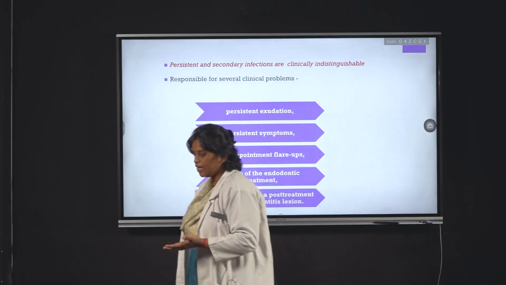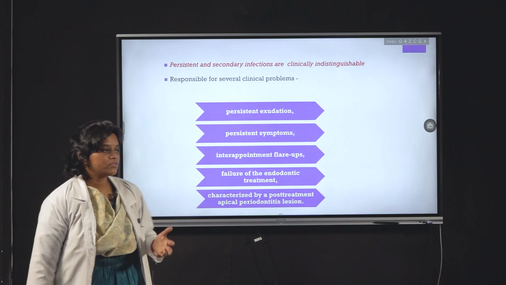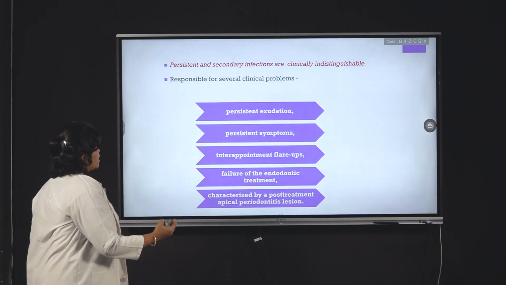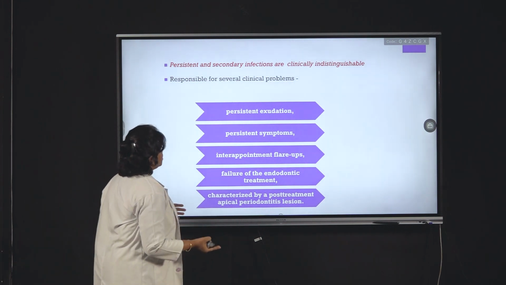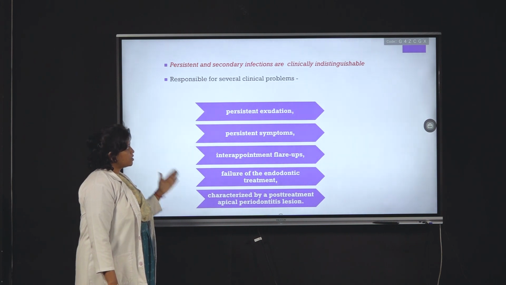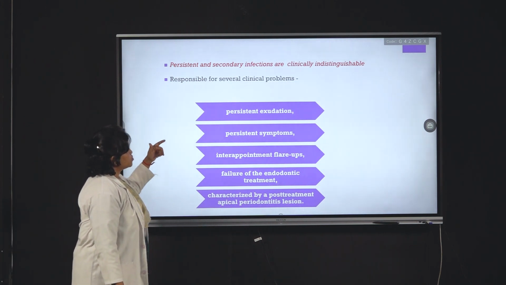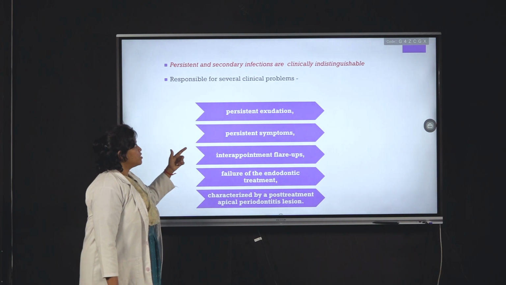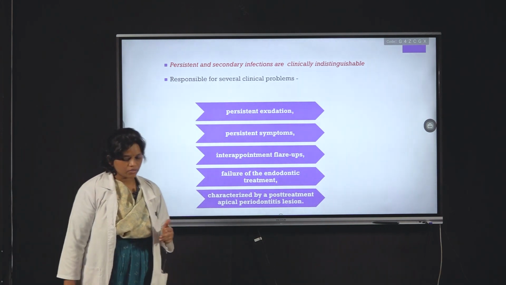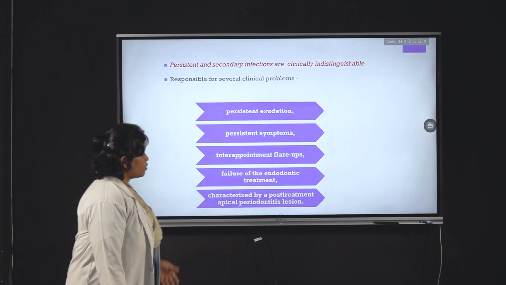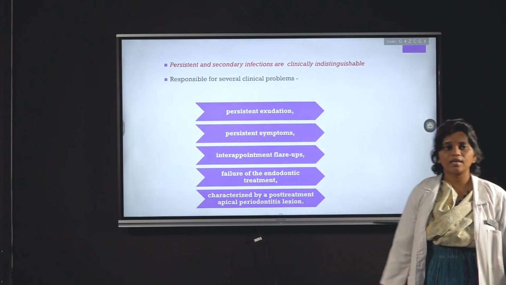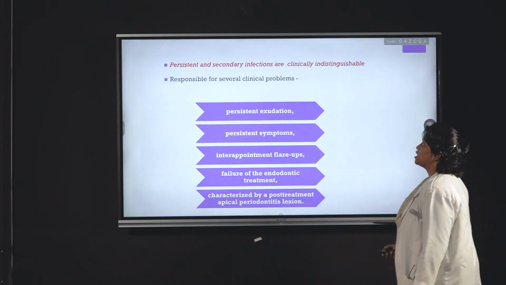Now, how do you differentiate whether a patient is having a persistent infection or a secondary infection? Usually it is very difficult to isolate persistent from secondary, but we have various symptomatic factors where we can say that the infection is persistent. That is, persistent exudation, persistent symptoms, intra-appointment flare-ups, failure of the endodontic treatment, and characterization of the post-treatment apical periodontic lesion. These are all the factors which tell us that the endodontic infection is persistent.